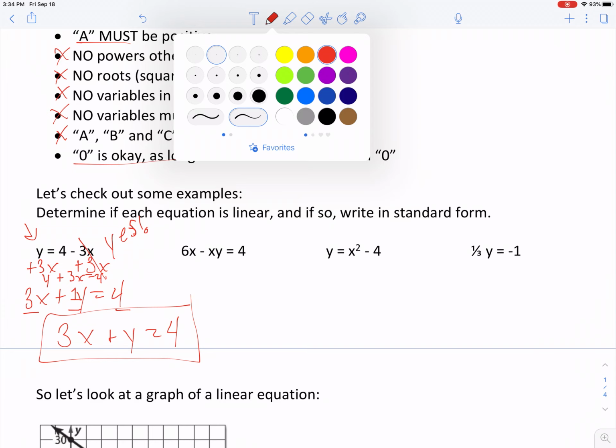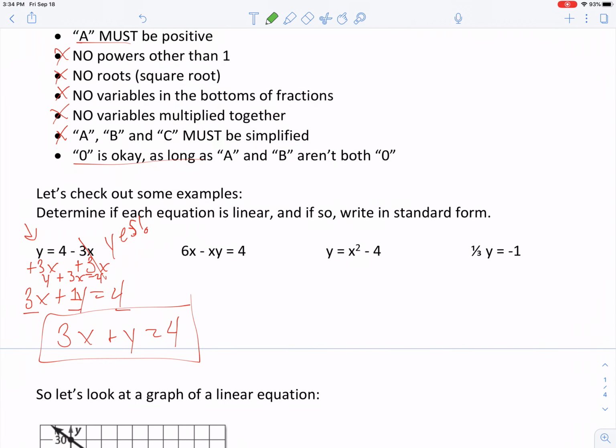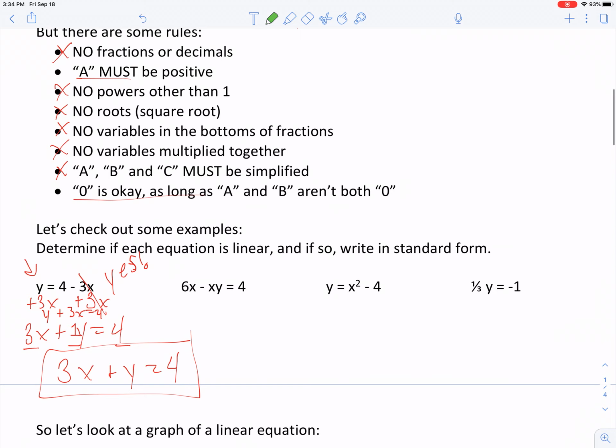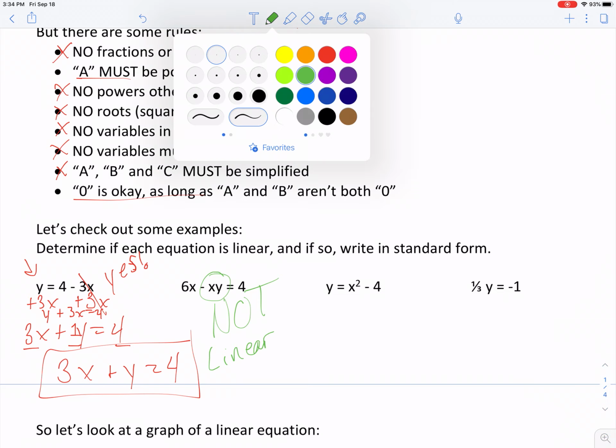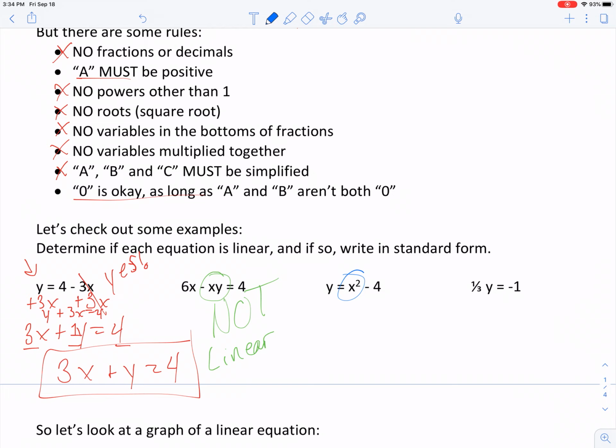All right, let's try the next one. I'm looking through my rules and trying to decide, is this one linear? And I see something. I see 2 variables being multiplied together. That means it is not linear. All right, let's try the next one. I see a variable with an exponent. No variables with exponents. That breaks the rule. What a rule breaker. Okay, let's try one more then.